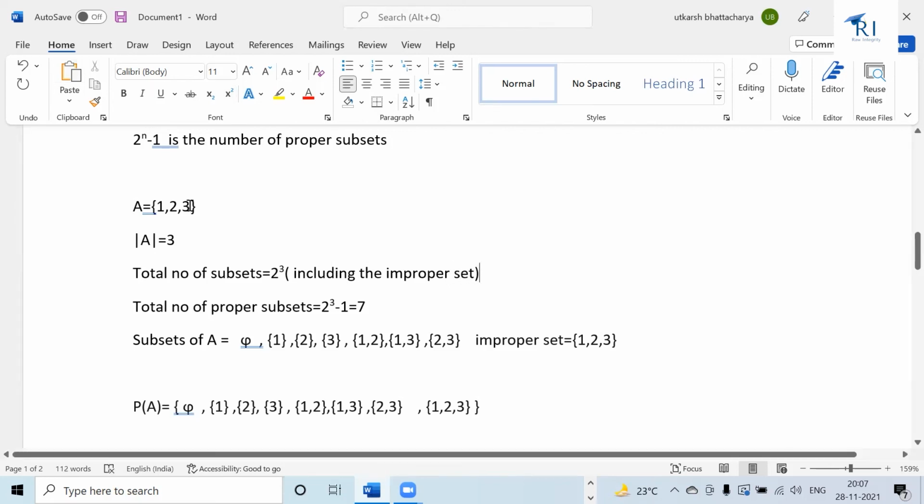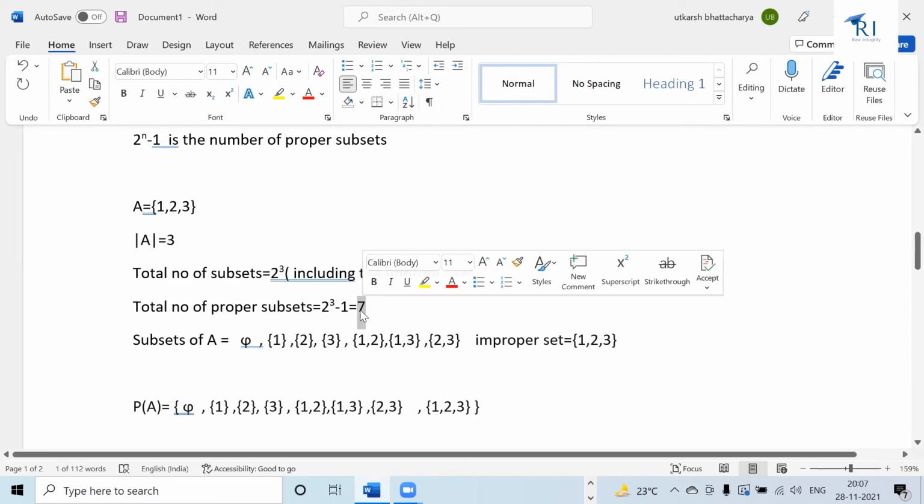Okay, so I will just start from here. So we have a set A. A has 3 elements. So the cardinality of A is how much? 3. Total number of subsets possible is 2 to the power 3, 2 to the power the cardinality. We have also included the improper set in this total list. Now the total number of proper subsets is how much? That is the total number of subsets possible minus that one improper set. So the total number of proper subsets is 7.